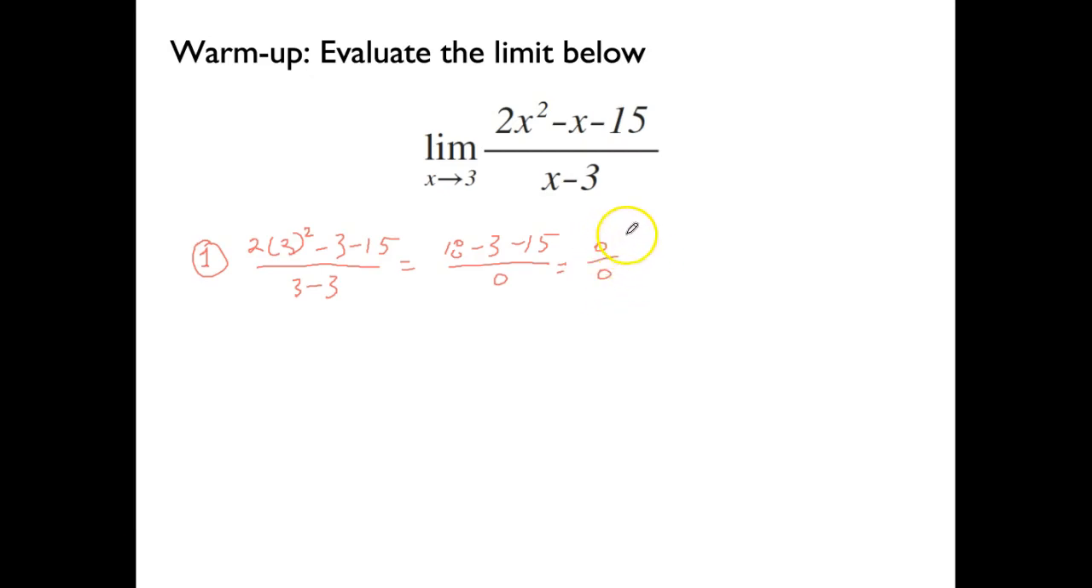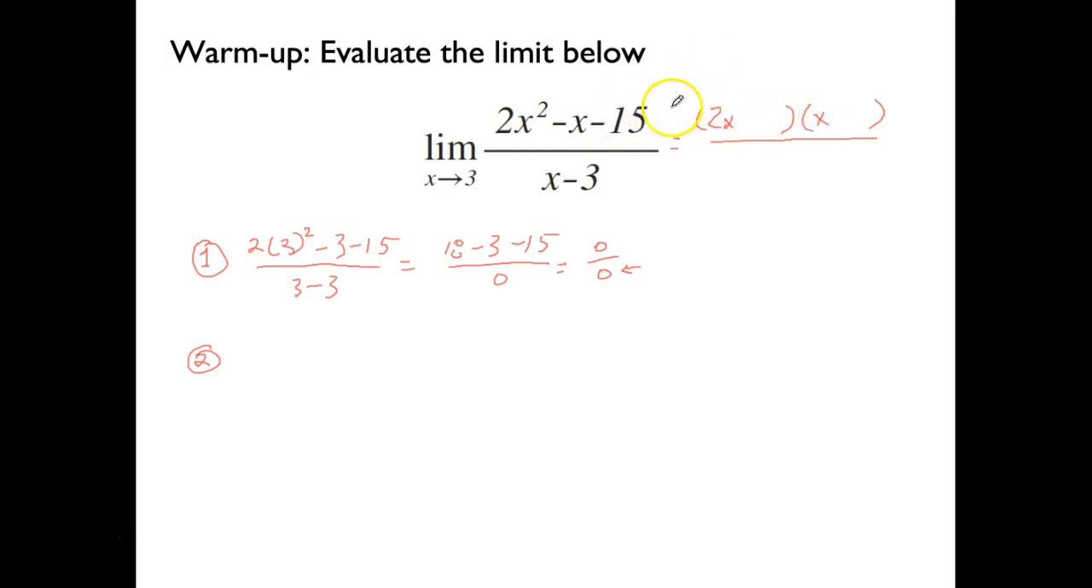Remember, you can have a 0 on the top, that's good, but you can never have a 0 on the denominator. That tells us that step 1 did not work. So we're going to go to step 2, and that's setting up factors and seeing if anything cancels. We would like to cancel out this x minus 3, but I don't know if the top is going to factor to something that cancels that x minus 3 out. Let's find out.